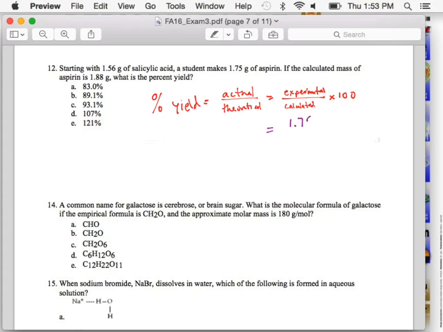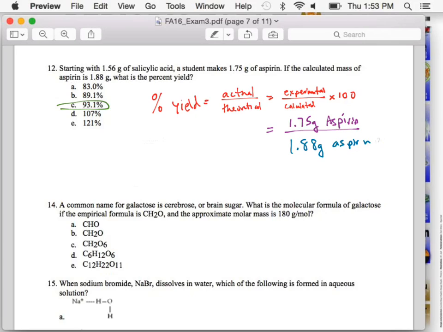So 1.75 grams of aspirin divided by 1.88 grams of aspirin. Oh, this one isn't that bad. Sorry. No, I thought there was something else weird with it, but it's not there. So our experimental over our actual, punch that in, a whole bunch of numbers that are really close to each other, so I wouldn't be able to figure out what that was. Come out with C.